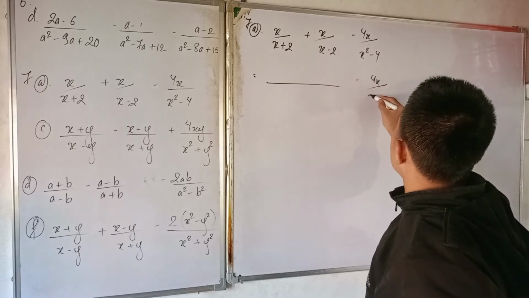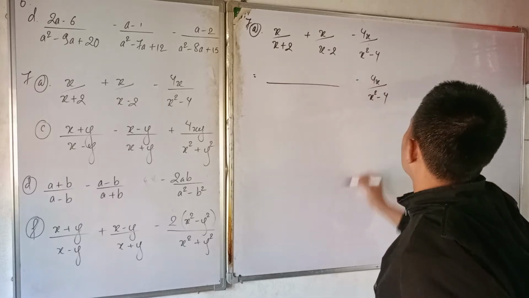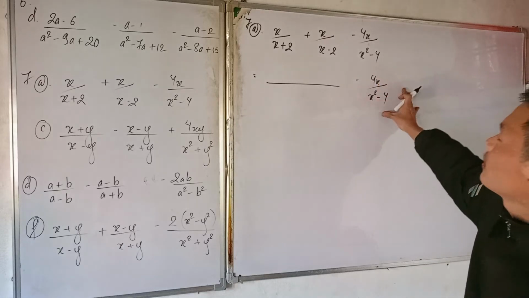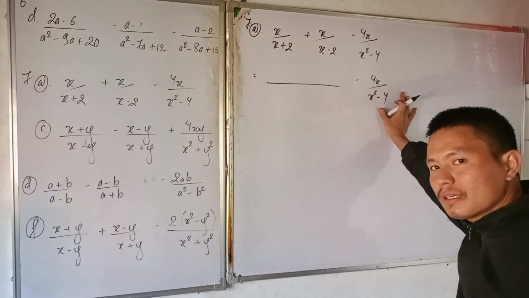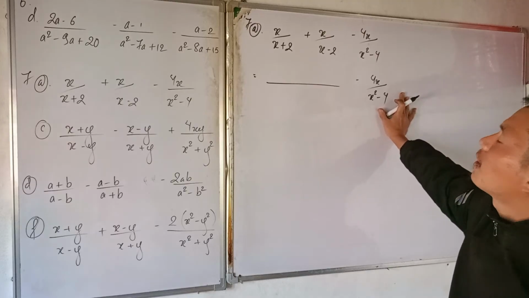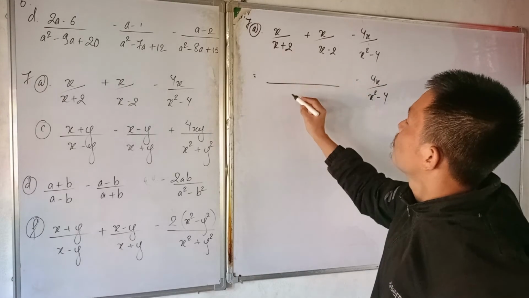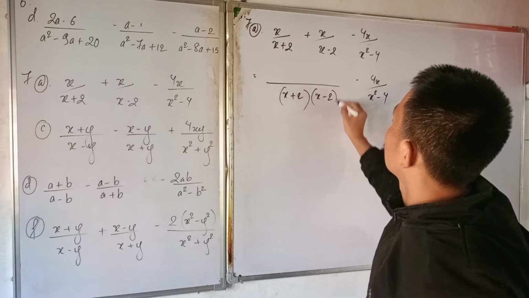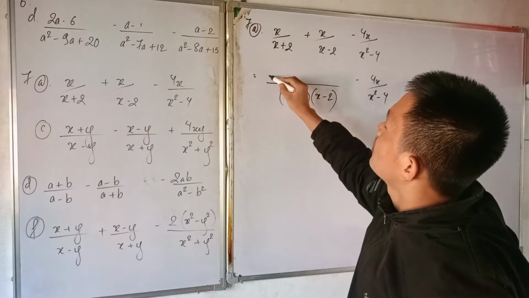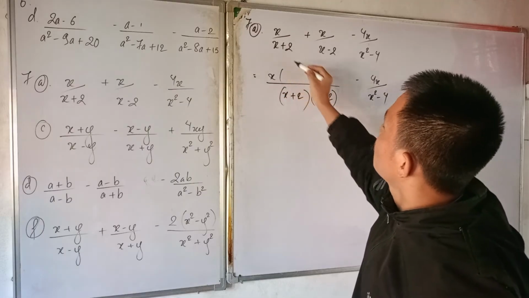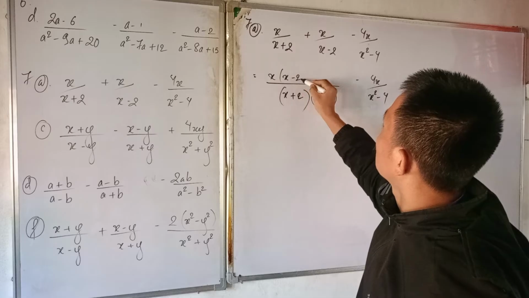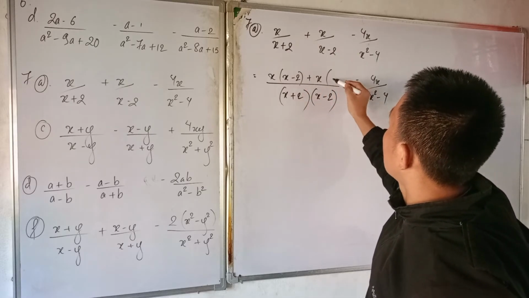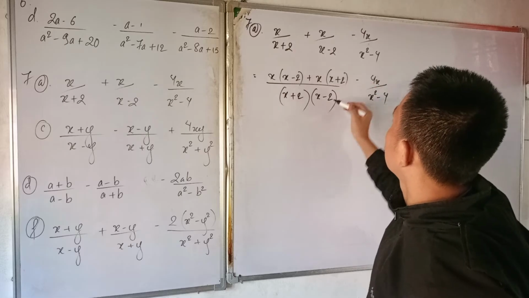minus 4x, you take this fully unchanged for a while. Now here the LCM will be x plus 2 and x minus 2. Here the x is already there. So x plus 2, the missing part is x minus 2, and here it is positive, just write x, and the missing part is x plus 2 there.